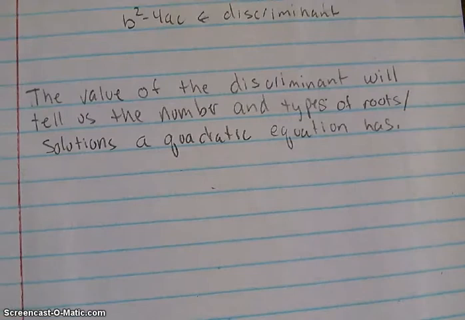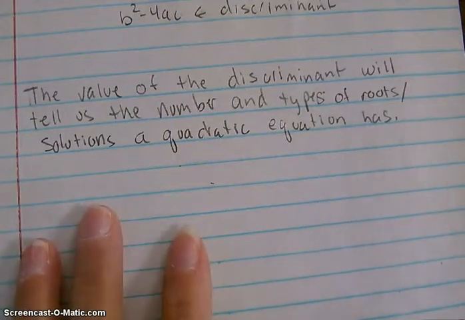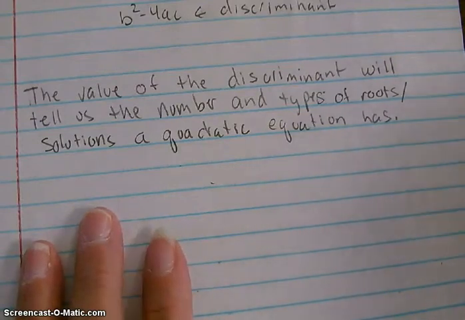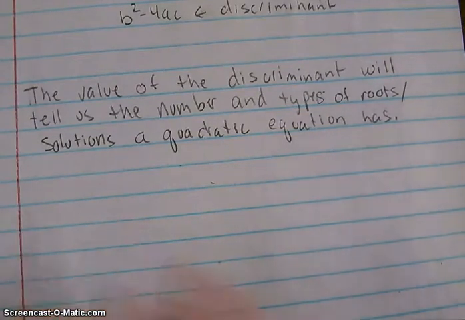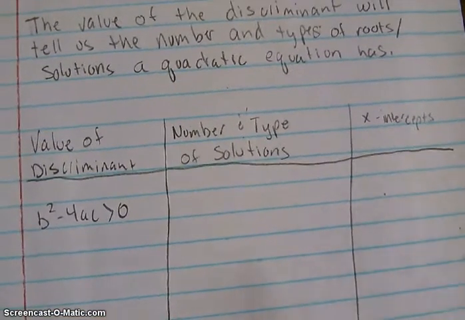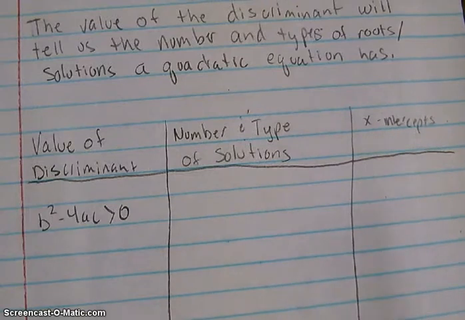Okay, so the value of the discriminant will tell us the number and types of roots, or solutions, of a quadratic equation. Again, remember, we call these x-intercepts, roots, and solutions, and the purpose of the discriminant is to help us know what our answer should be based on its value. I made this little table where we have the value of the discriminant, the number and type of solutions, and the x-intercepts.